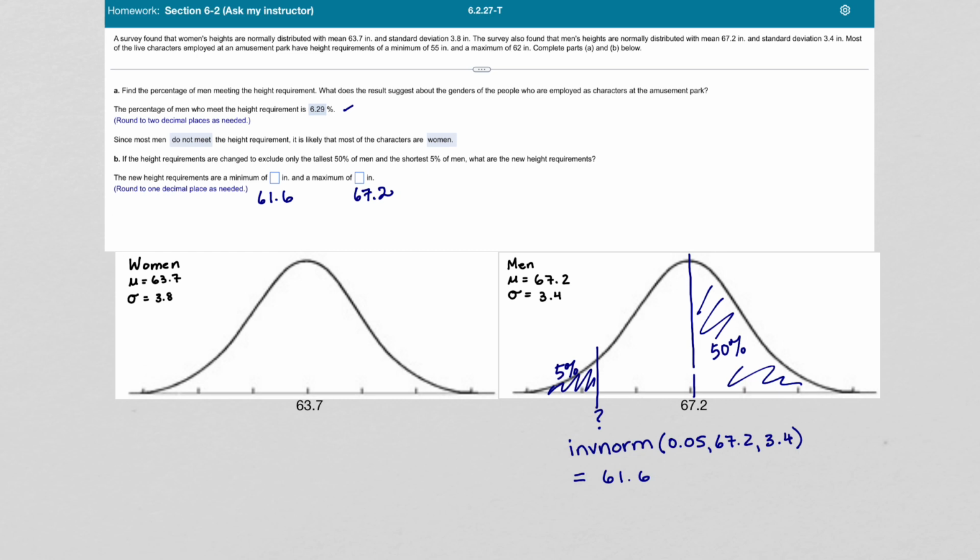Suppose that we didn't have the top 50%, so it was falling at a convenient value. Then what I would do is say, well, what percentage falls to the left of whatever this cutoff is? And because this is 50%, I would do 1 minus 0.50 and get 0.50. And then I would do inverse norm of 0.50, 67.2, and 3.4. And that would, of course, in this case, give me 67.2. So you can check and see that, but it's not really necessary to use the calculator to find that. So that's how you do that problem.